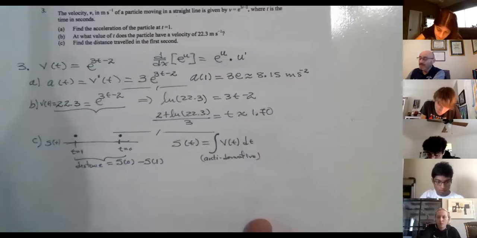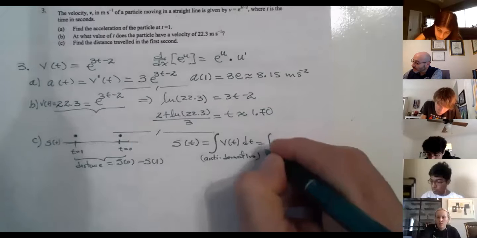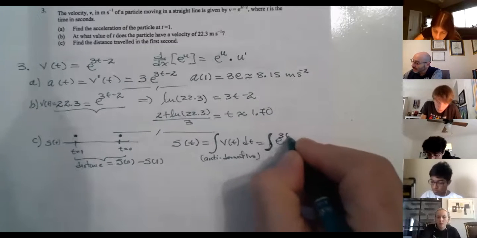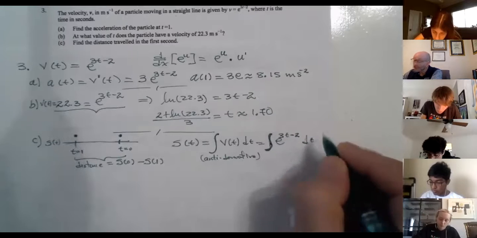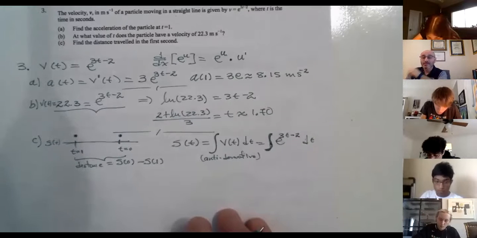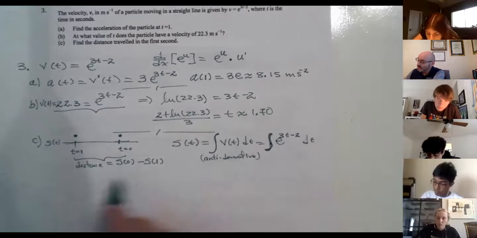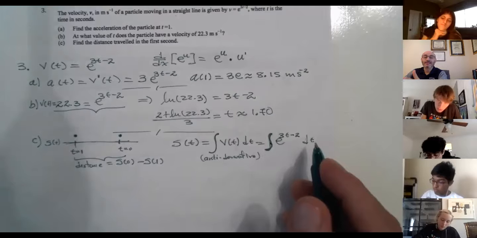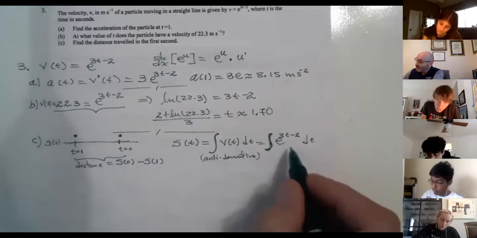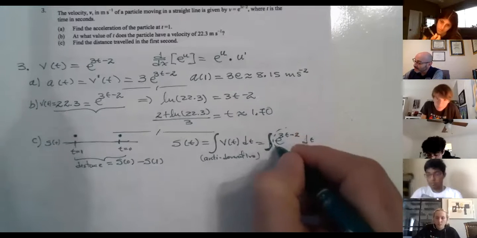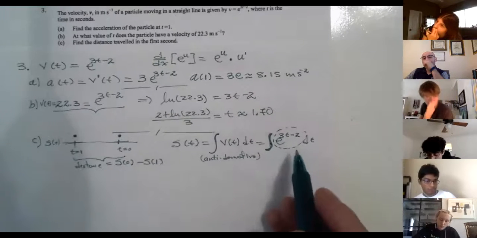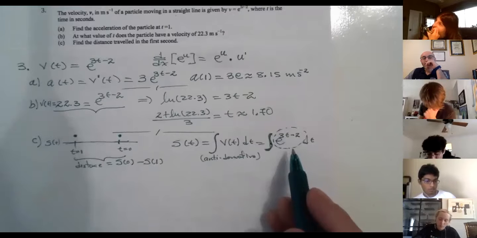Right? Which means we need to find the integral of the velocity, which in this case is e to the 3t minus 2 dt. So the question we're going to ask ourselves is, what function, right? Finding the antiderivative means what do we have before taking the derivative? So what function do I need to differentiate, to take the derivative of, that will give me this? Think for a second and see if you're able to come up with an idea.